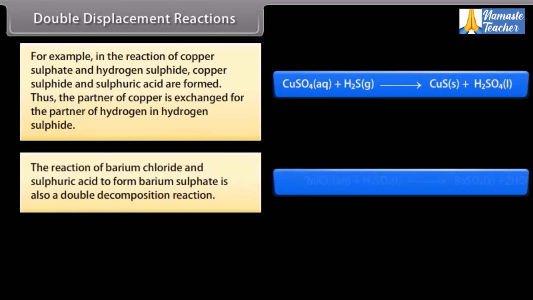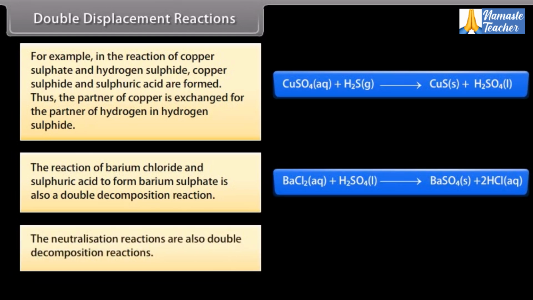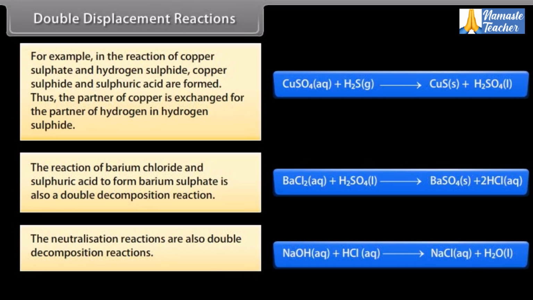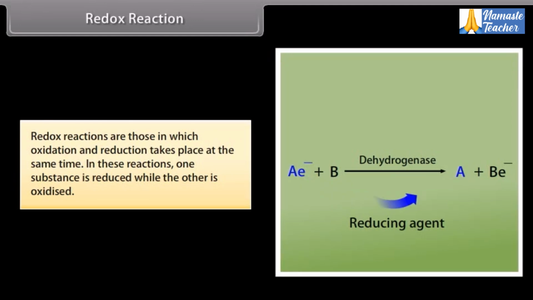The reaction of barium chloride and sulfuric acid to form barium sulfate is also a double displacement reaction. The neutralization reactions are also double displacement reactions. Redox reaction. Redox reactions are those in which oxidation and reduction take place at the same time.